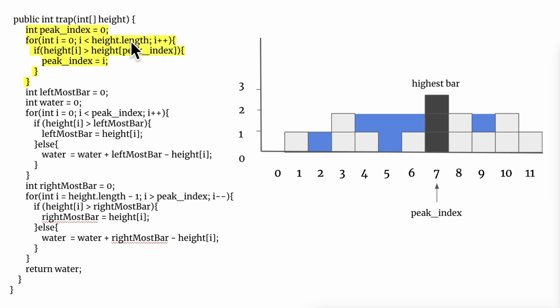First, we use a for loop to scan through the given array of barrier heights to find the highest barrier and record its index. Second, we calculate how much water can be trapped on the left side of the highest barrier. Third, we calculate how much water can be trapped on the right side of the highest barrier. Finally, we return the total water added from the left side and the right side.